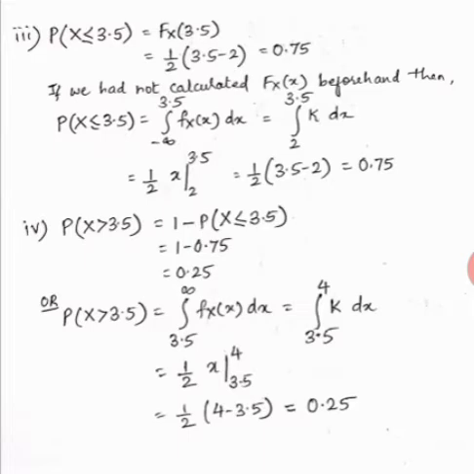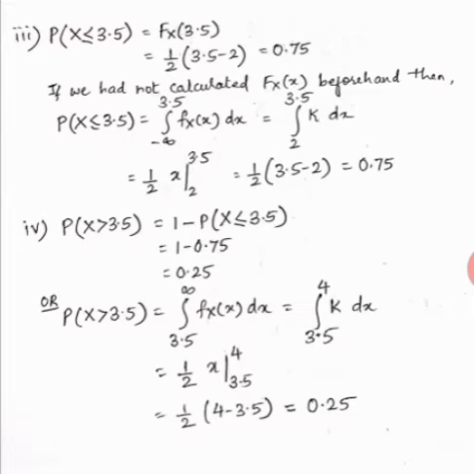Again, let's say we had not calculated the third part and had directly been asked the fourth part, that is the probability x greater than 3.5. In this case again we would have directly put it in the integral. Okay, so the probability of x greater than 3.5 would have been equal to the integral, where the lower limit would have been minus infinity to infinity, but here in this particular case x should be greater than 3.5. So the lower limit would have been 3.5 and the upper limit is defined by the problem. In the numerical, the upper limit is given as 4. So from 3.5 to 4, the value of fx of x is equal to k into dx.